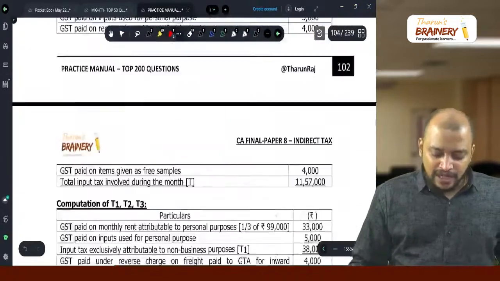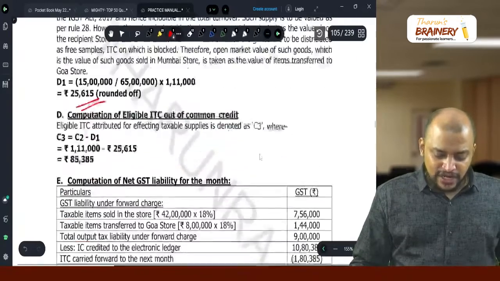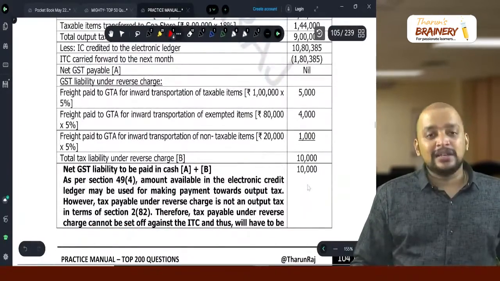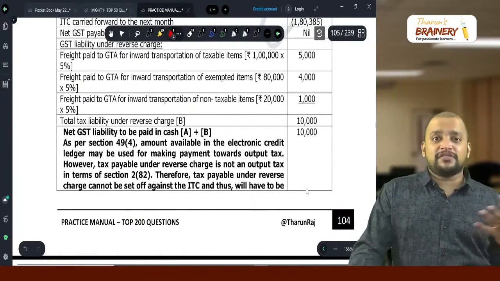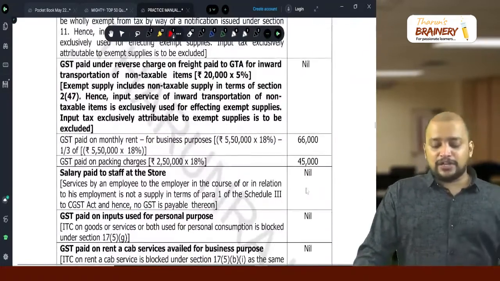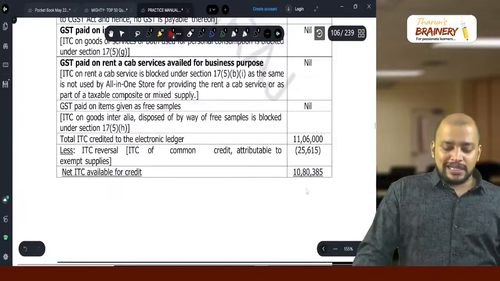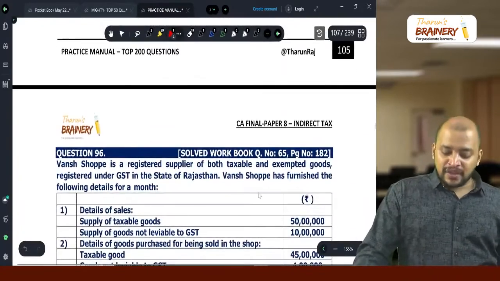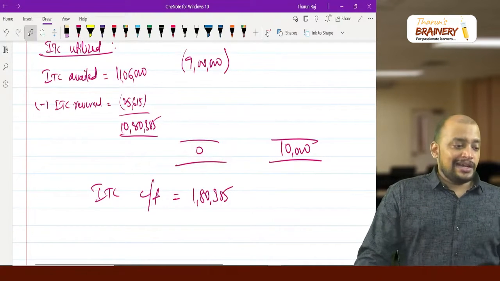So the net liability, if you see, is only 10,000. That is RCM liability, because there is excess credit available for payment of FCM liability, but the credit cannot be used for payment of RCM liability, that we need to pay by cash, no other. So this is the answer with respect to Rule 42. Any doubt in this?